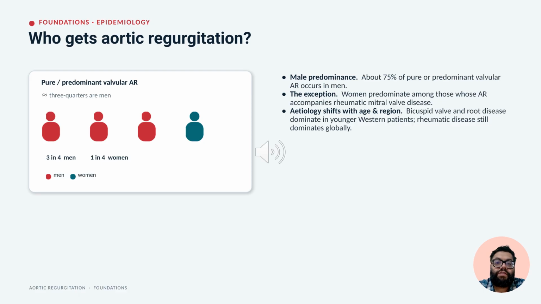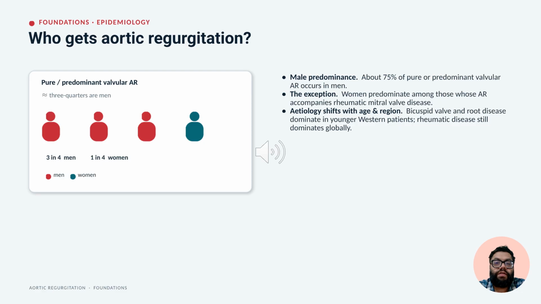A short epidemiology slide, but with a careful edge. The one firm number Harrison gives is the sex distribution. Roughly 3 out of 4 patients with pure or predominant valvular AR are men. There is a neat exception that examiners love. When AR travels together with rheumatic mitral valve disease, the balance flips and women predominate.